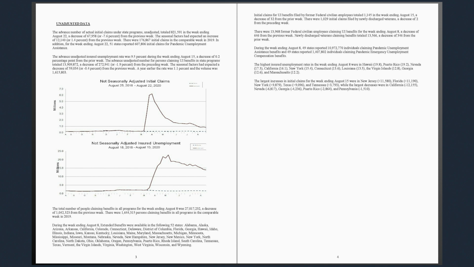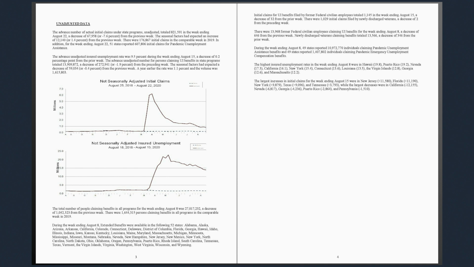Initial claims for UI benefits filed by former federal civilian employees totaled 1,145 in the week ending August 15, a decrease of 32 from the prior week. There were 1,029 initial claims filed by newly discharged veterans, a decrease of 2 from the preceding week. There were 13,968 former federal civilian employees claiming UI benefits for the week ending August 8, a decrease of 646 from the previous week.